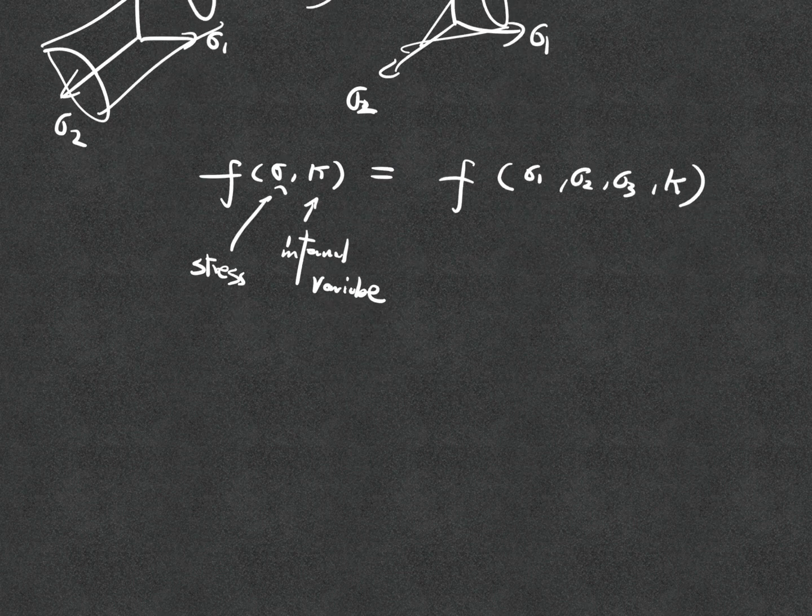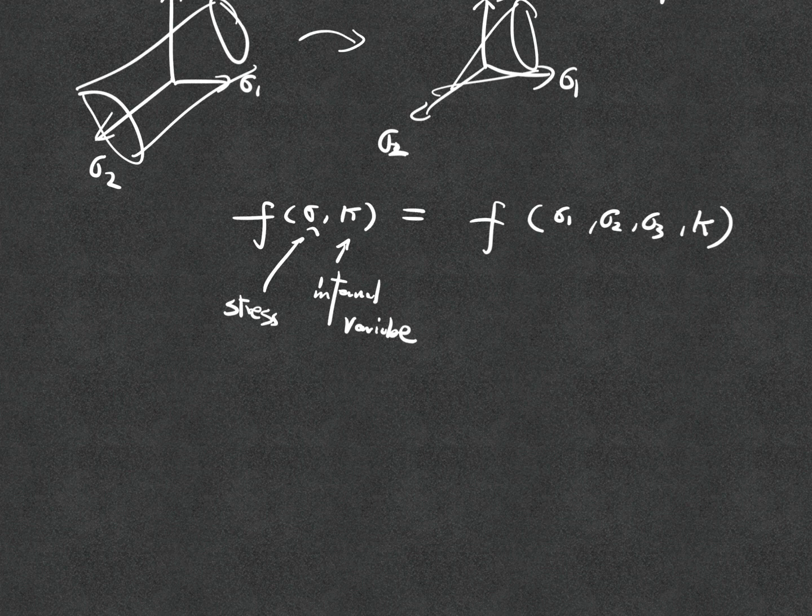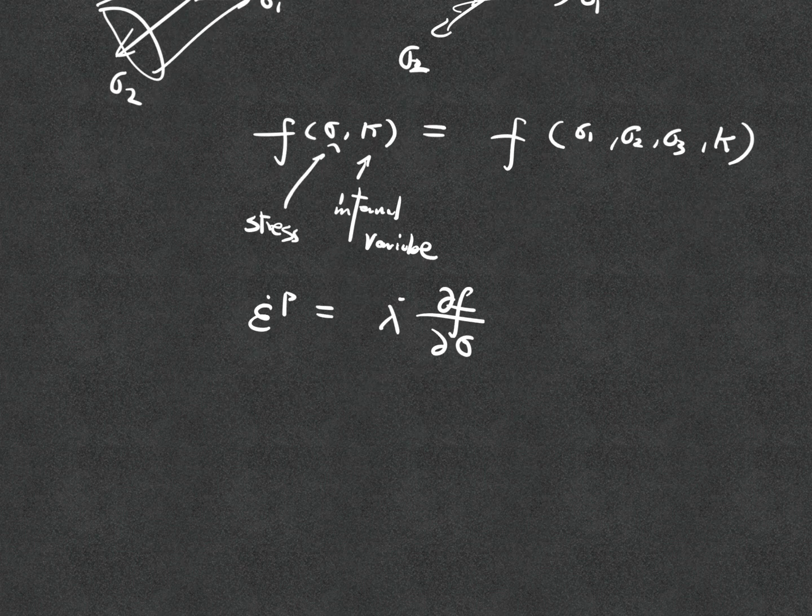Okay, now if I want to do that, then what gives us the flow rule? The plastic strain rate is still equal to lambda dot times the stress gradient, right? Is it true? Now, but instead, what I want to write is the following. I want to leverage the fact that this only depends on sigma 1, sigma 2, and sigma 3, and see whether I can write the gradient, or the stress gradient, in a simpler manner.